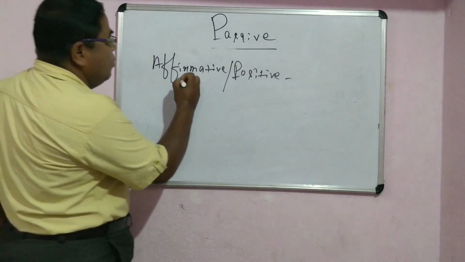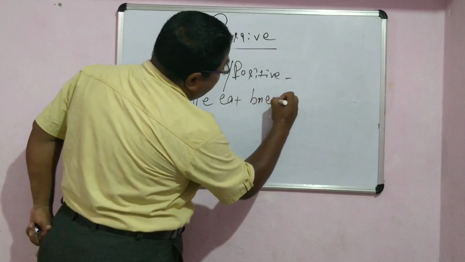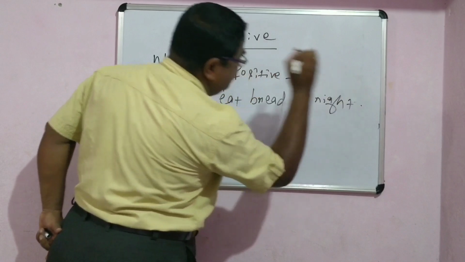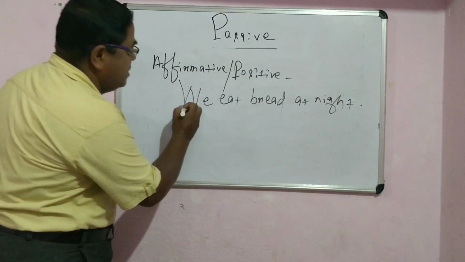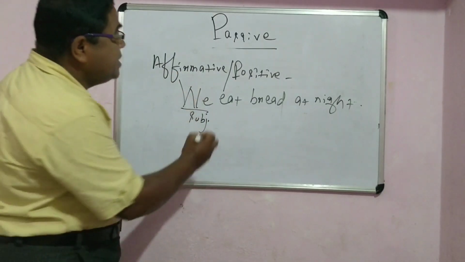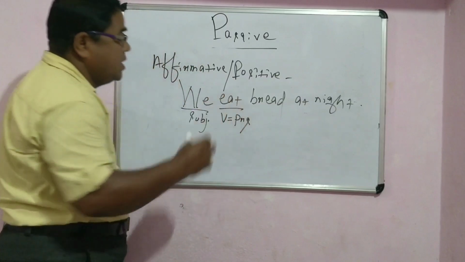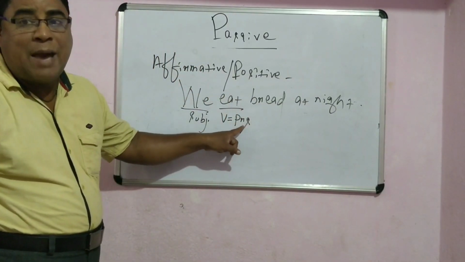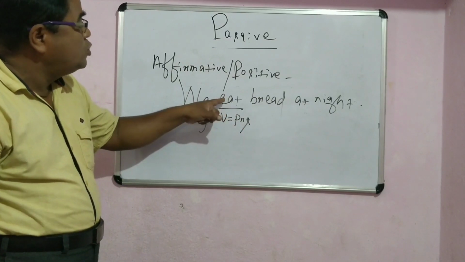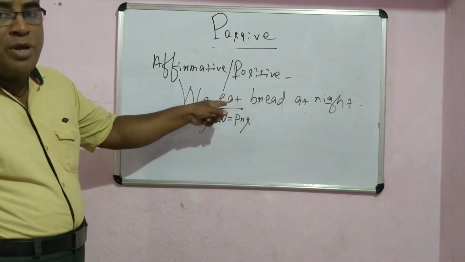Suppose we say, we eat bread at night. So who eats? We is the subject. Eat is the verb, and this verb is in present simple. Here PRS is the short form or the abbreviation of present simple. So it is the main verb, and this main verb is in present simple.